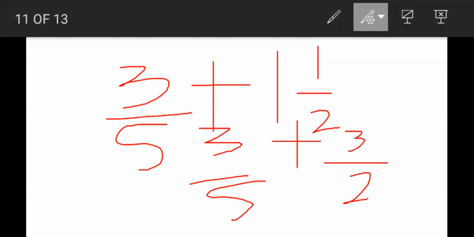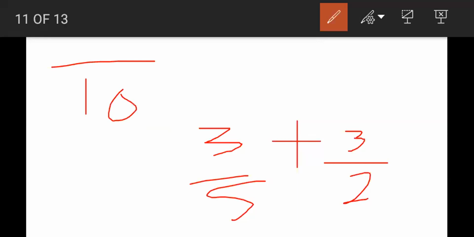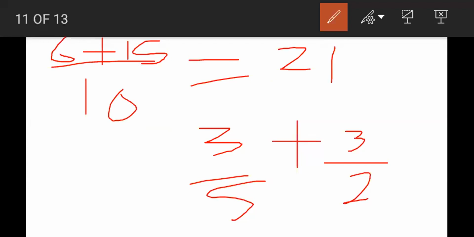You know how to add fractions. You look for the LCM, and the LCM is 10. So 5 into 10 is 2, 2 times 3 is 6. Plus 2 into 10 is 5, 5 times 3 is 15. Now 6 plus 15 gives you 21. Now, 21 over 10.